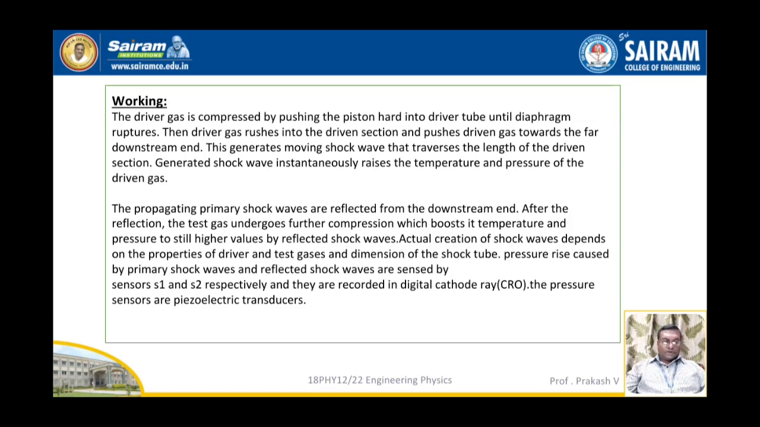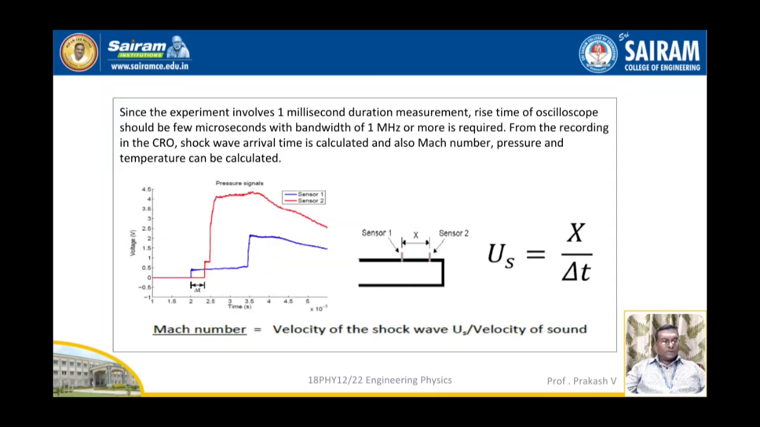These two sensors are connected to a digital CRO or cathode ray oscilloscope. Next, I am going to show you the chart which consists of two signals produced by sensor 1 and sensor 2. The signal in red color is produced by sensor 2 and the signal in blue color is sensed by sensor 1. So here it is possible to calculate the time taken by the shock wave moving from sensor 1 to sensor 2.